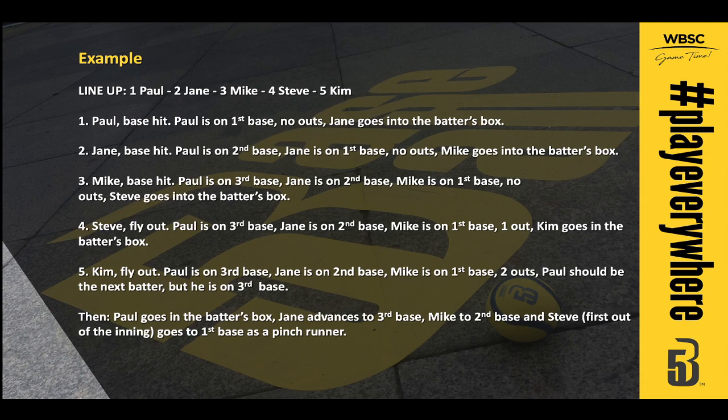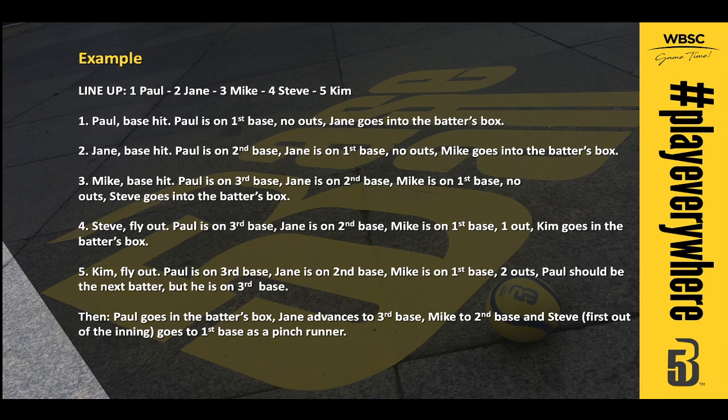Kim is the new batter. Kim also flies out for the second out of the inning. Paul is still on third, Jane is still on second, Mike is still on first, but now there's 2 outs. Paul is the next scheduled batter, but he's still on third base. And this team does not have any reserve players. This team is just made up of these 5 individuals who we've already named.